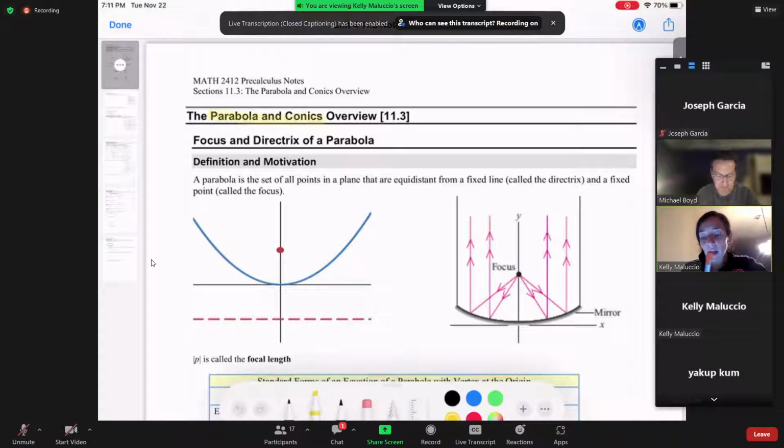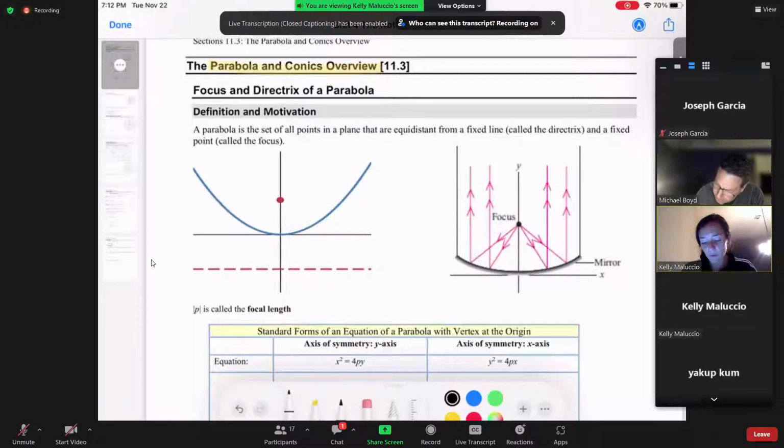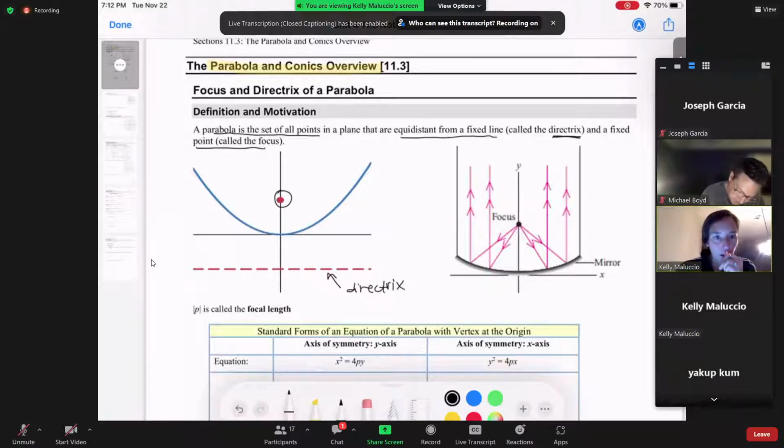We're going to talk about parabola and conics instead of hyperbola and conics, and this basically looks like half of a hyperbola, to me. If you look at this definition, a parabola is the set of all points in a plane that are equidistant from a fixed line, which we call the directrix. So instead of the transverse axis, we're calling the fixed line the directrix, and a fixed point, again, called the focus. So there's our focus. Here's our directrix. Directrix, that's a tough word, right?